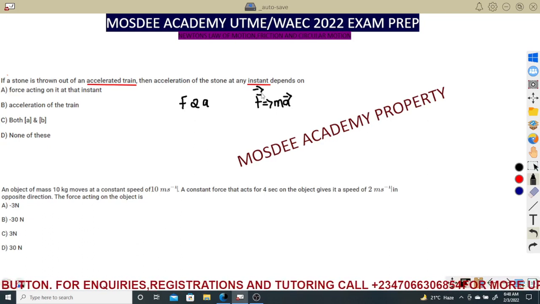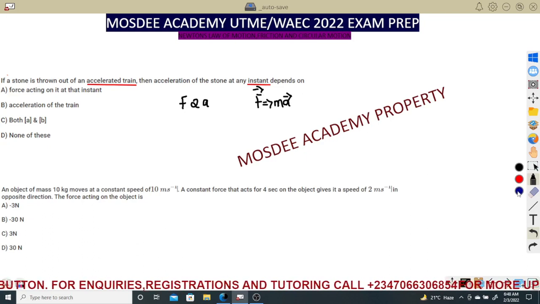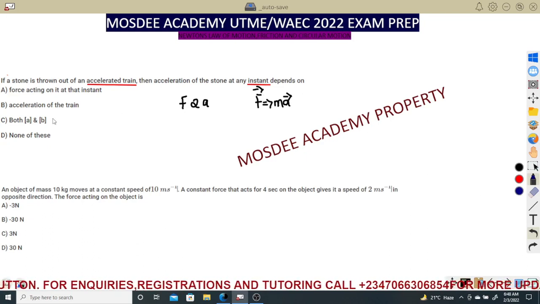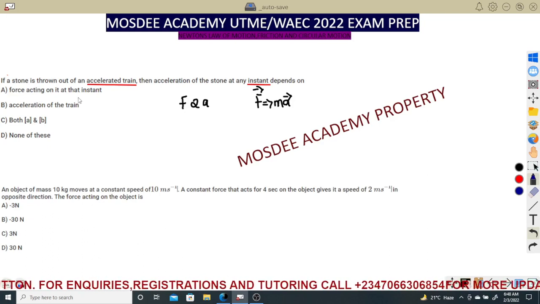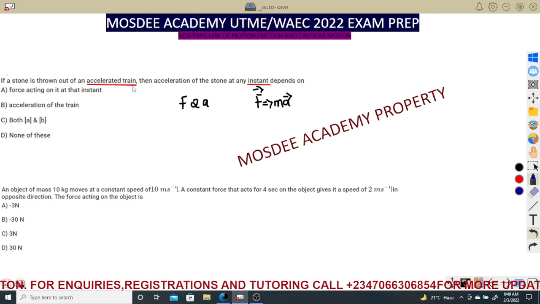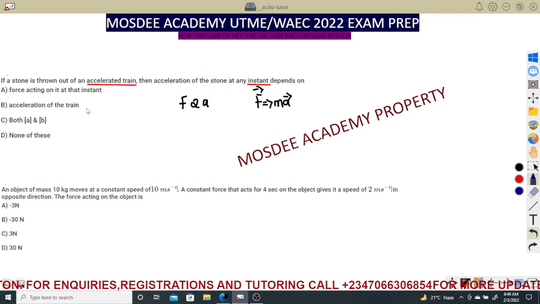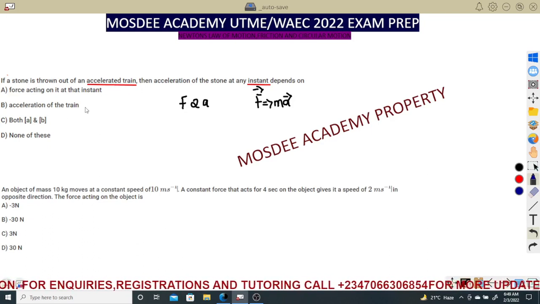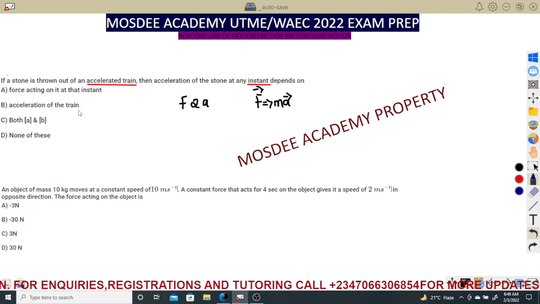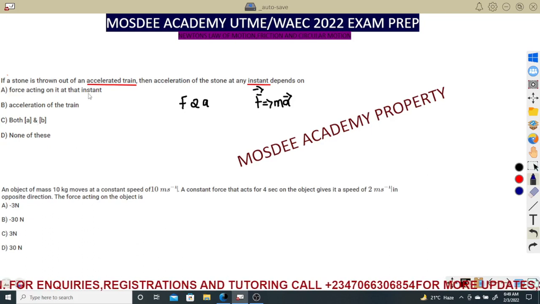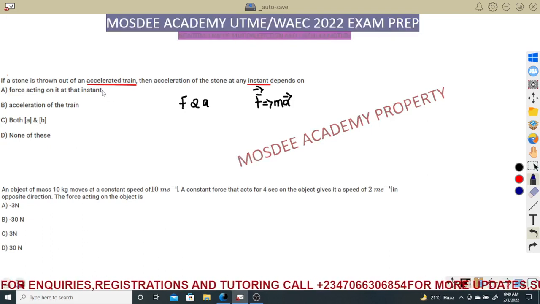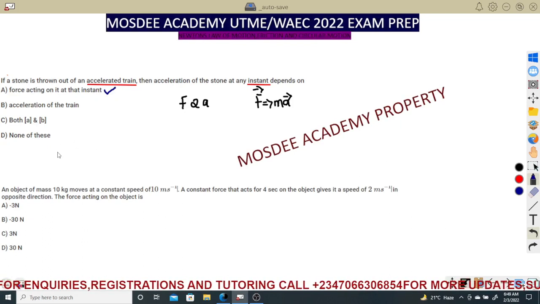Where F and A are vector quantities. So the simple answer to that is at any instant, it is always going to be equal or proportional to the force acting on it at any instant. The acceleration of the stone cannot be proportional to the acceleration of the train. Please note that the acceleration of the stone is not proportional to the acceleration of the train. So it is wrong. So the correct answer to this is option A. So A is correct, my dear students, and that is the right answer to that.